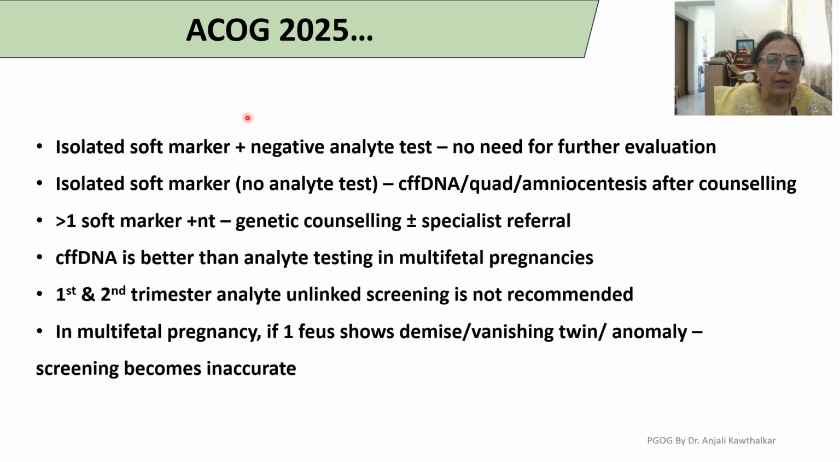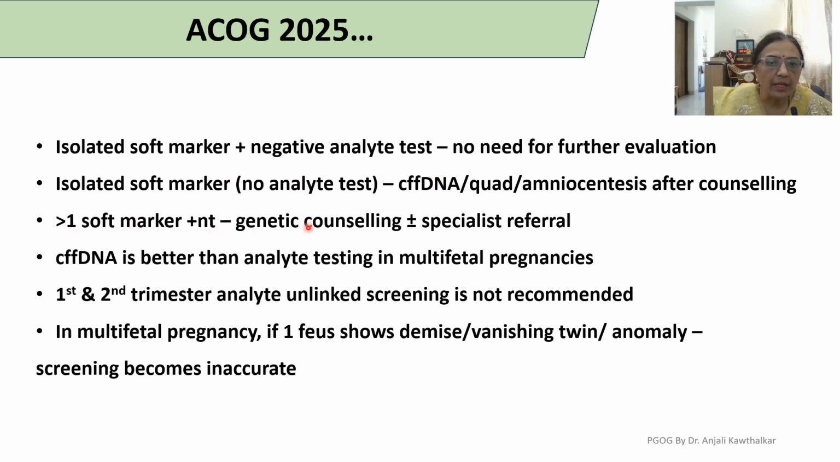If there is an isolated soft marker associated with a negative Analyte test, there is no need for further evaluation. But if the Analyte test is not done and there is an isolated soft marker, then we can proceed with cell-free fetal DNA, quad test, or amniocentesis after counseling. If more than one soft marker is present, it is an indication to do genetic counseling, and if facilities are available, we can even refer the patient to a maternal fetal specialist, where the interpretation of the result will be better. Whether to proceed with diagnostic testing can be advised accordingly.